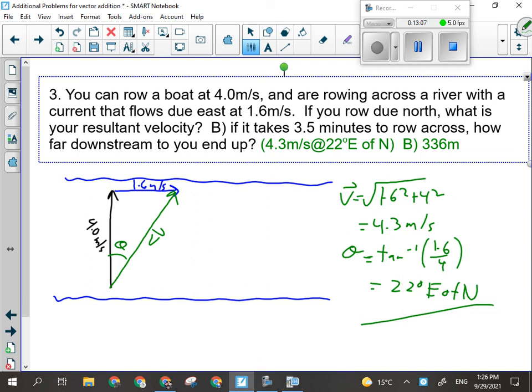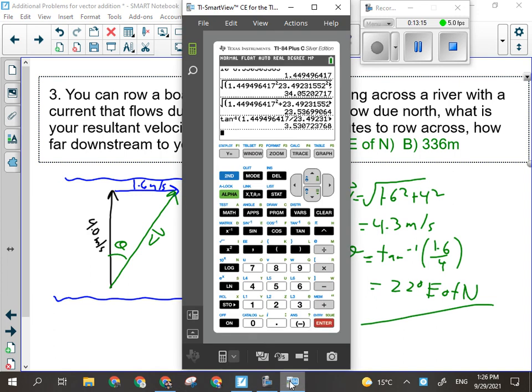They want to know if it takes us 3.5 minutes to row across, which we have to convert to seconds, by the way, so we might as well do that first. Okay, so 3.5 times 60 is 210 seconds.